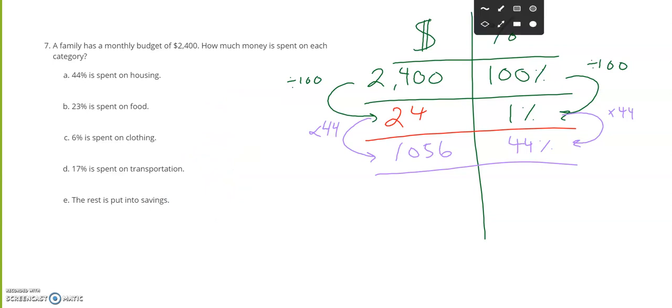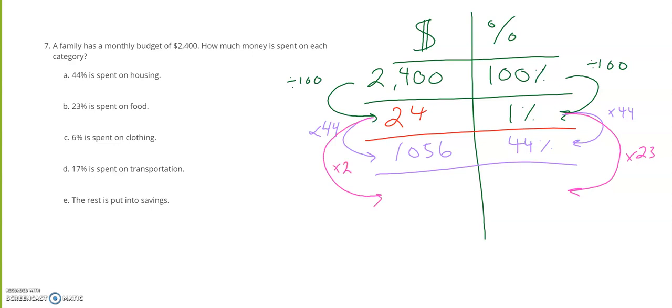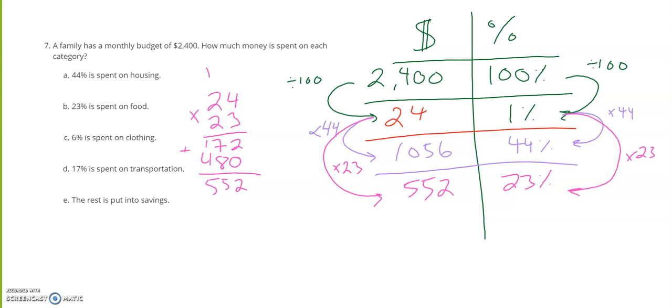The next one is 23%. We're going to start with the 1% in order to get to 23. We're going to multiply by 23. So we have 24 times 23. 3 times 4 is 12. 3 times 2 is 6, plus 1 is 7. Put a 0 down here. 2 times 4 is 8. 2 times 2 is 4. We add them up and we get 2 plus 0 is 2. 7 and 8 is 15. 4 and 1 is 5. We get $552 is 23%.